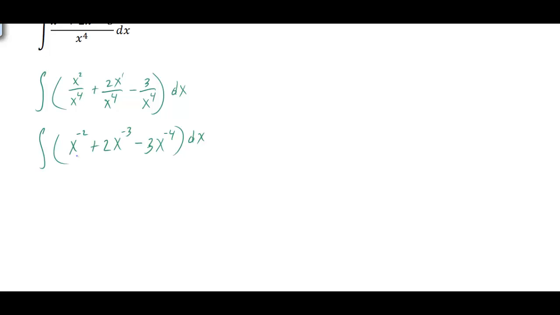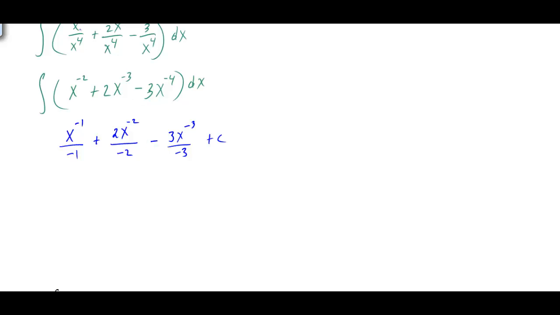So x to the negative 2, now be careful. You have negative exponents, so when we increase the exponent by 1, we're going to get x to the negative 1 divided by negative 1, plus 2x. Negative 3 plus 1 is a negative 2 divided by negative 2, minus 3x to the negative fourth. So if we increase that by 1, we get a negative 3 divided by negative 3 plus c.